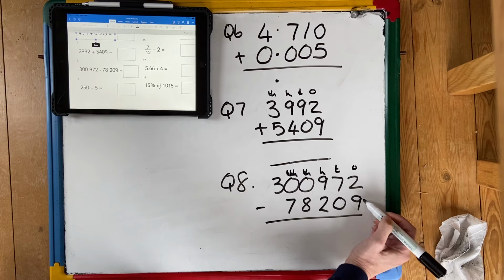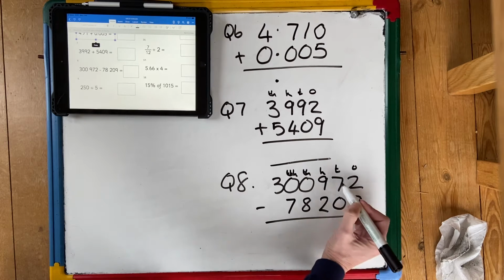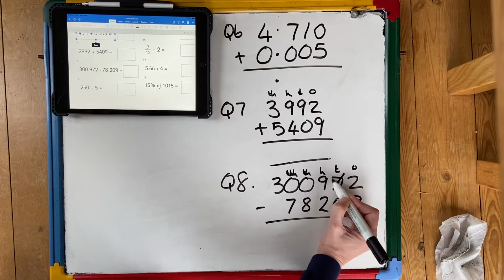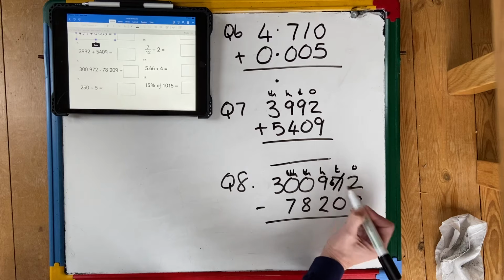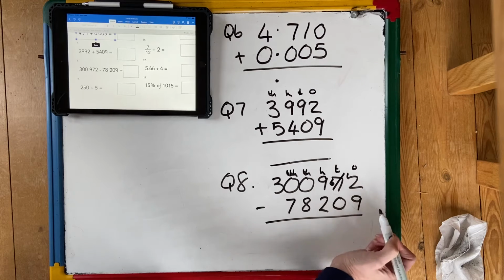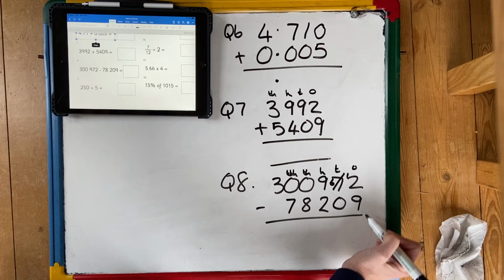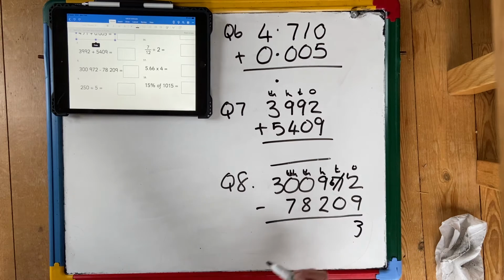9 you can't do. So you need to exchange. You need to go to the tens column and exchange a 10, so that becomes a 6, for 10 ones. So 12 subtract 9 is 3, and you can continue.